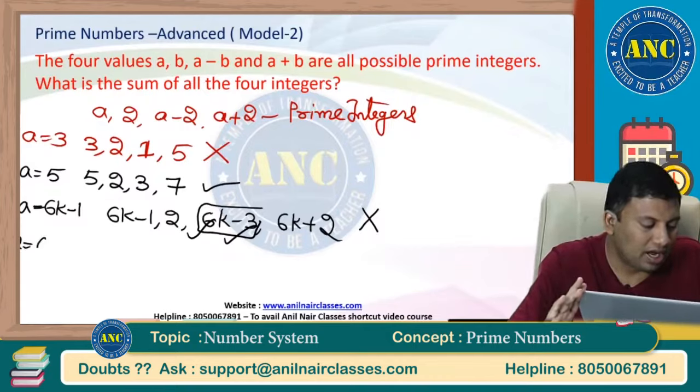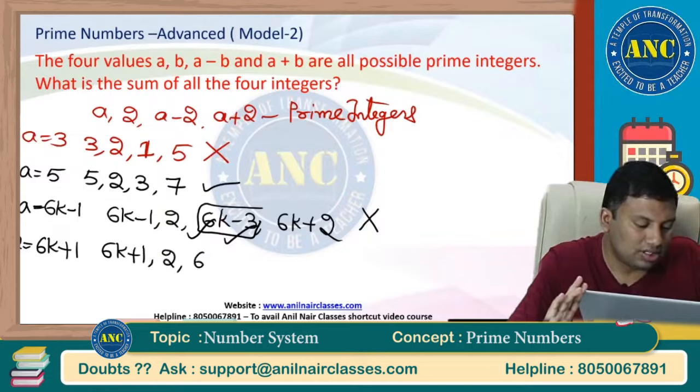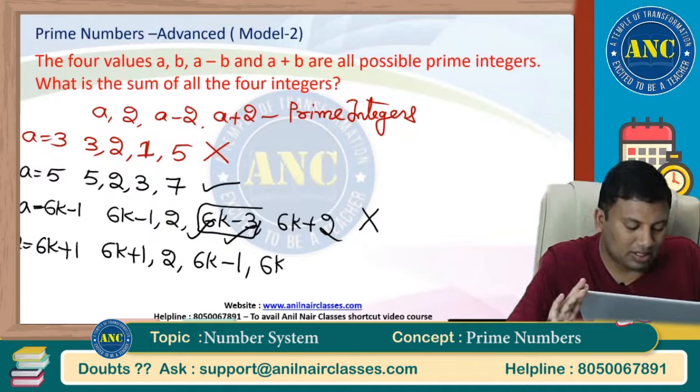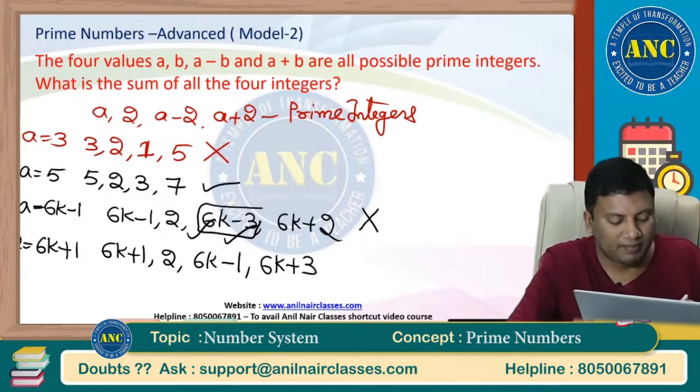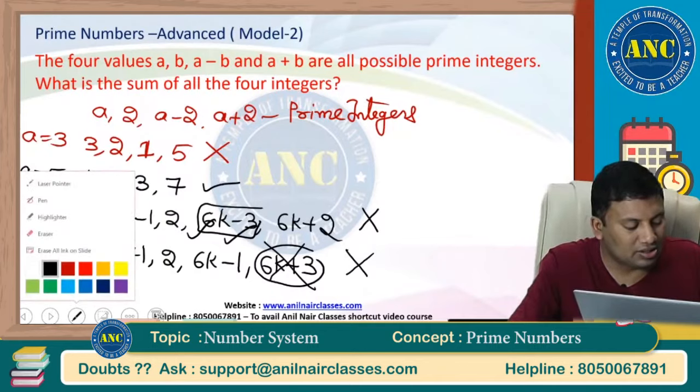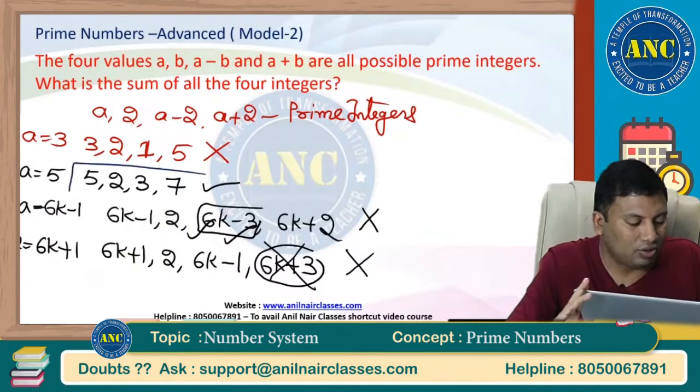Next one, another case, 6k plus 1, comma 2, 6k plus 1 minus 2, 6k minus 1, 6k plus 1 plus 2, 6k plus 3. 6k is divisible by 3, plus 3 divisible by 3. Answer will be divisible by 3. So, the only case which is possible is 5, 2, 3, 7.